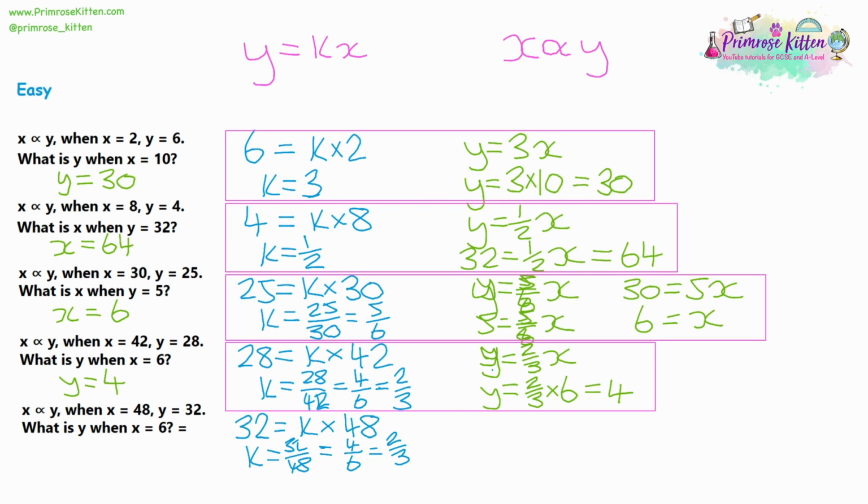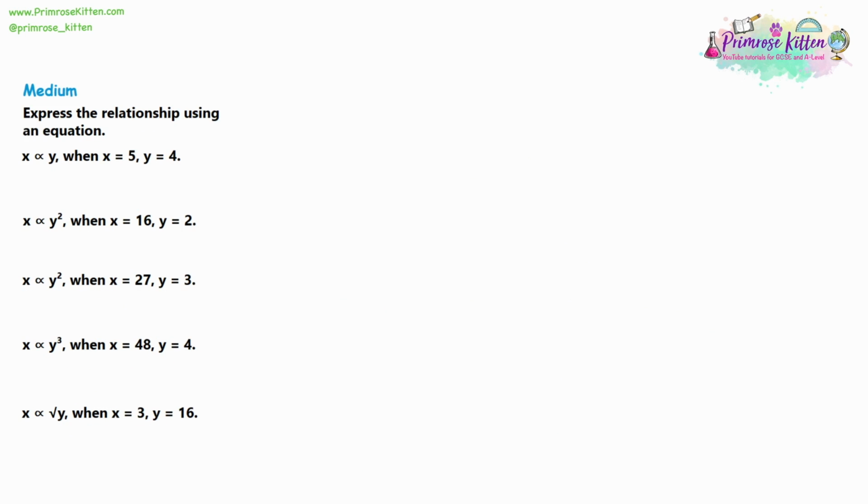So it looks like this question has got the same equation as the previous question. y is 2/3 of x. So when we look at our follow-up question, what is y when x is 6? Well, it's the same equation, so it's going to have the same answer, and y is going to be 4 when x is 6. Moving on to the medium questions.